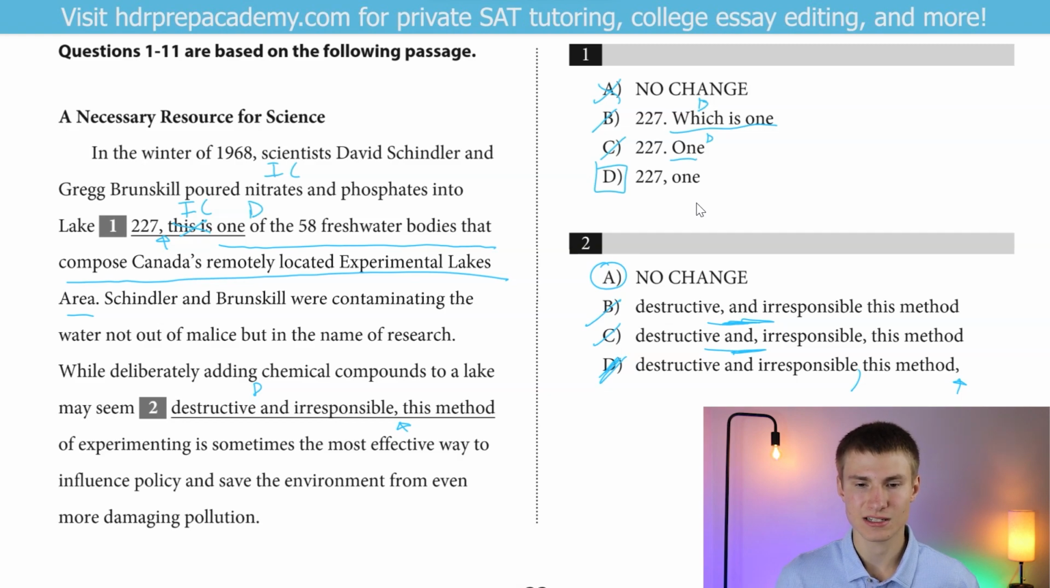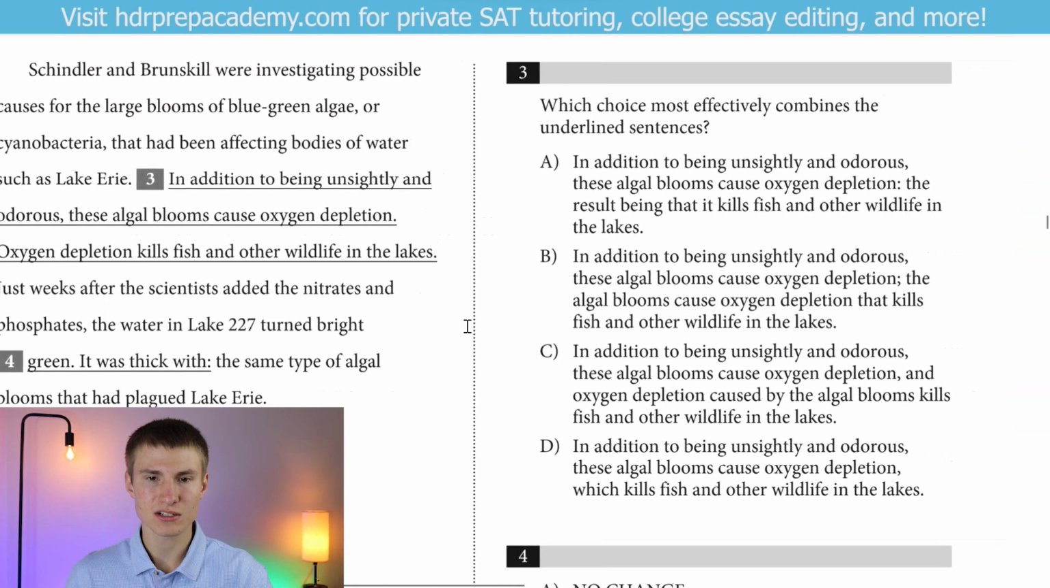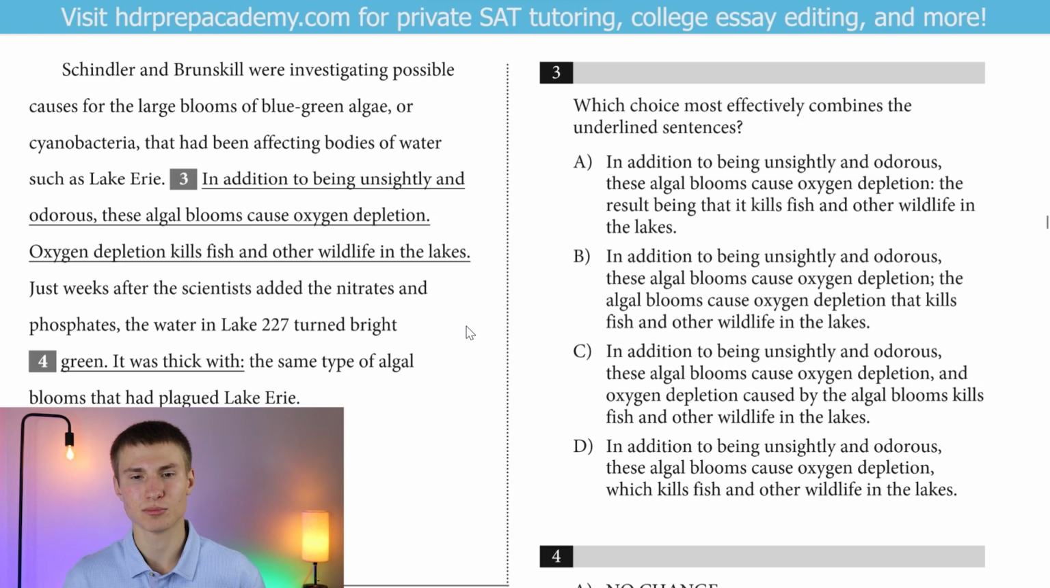This method of experimenting is sometimes the most effective way to influence policy and save the environment from even more damaging pollution. Schindler and Brunskill were investigating possible causes for the large blooms of blue-green algae or cyanobacteria that had been affecting bodies of water such as Lake Erie. Now we're asked to combine the underlined sentences.